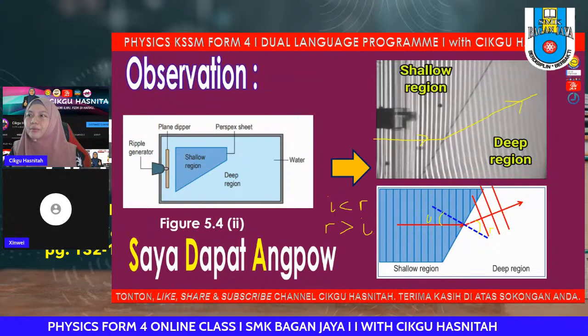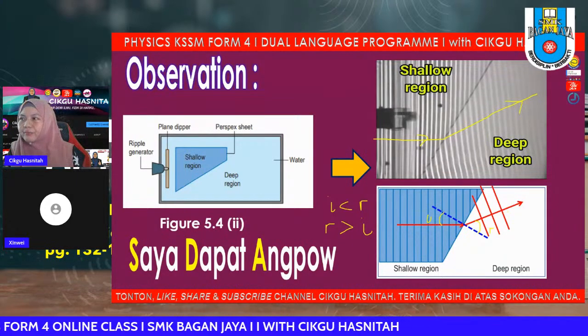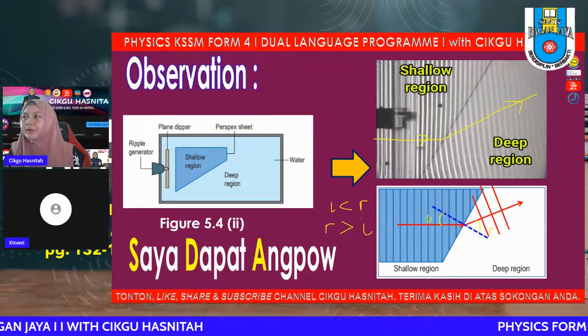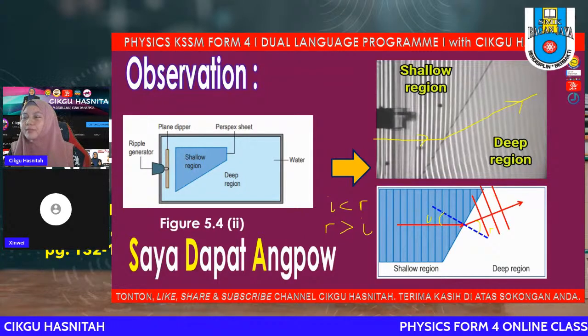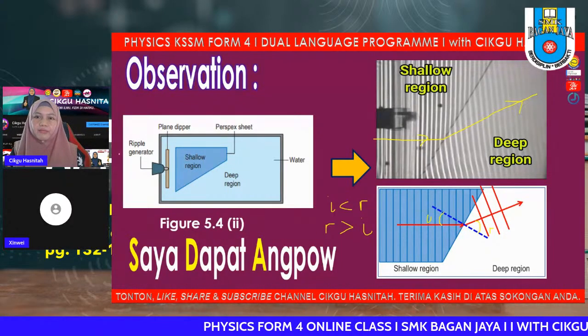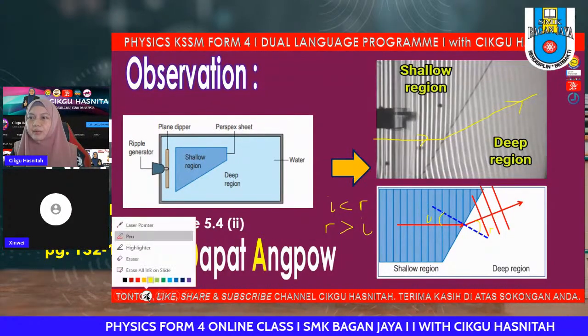So it goes away from the normal, and it travels upwards. And this is the refracted wave. How do we draw the refracted wave? We must draw a wave at 90 degrees to the refracted wave direction. So I hope you're clear with this too.